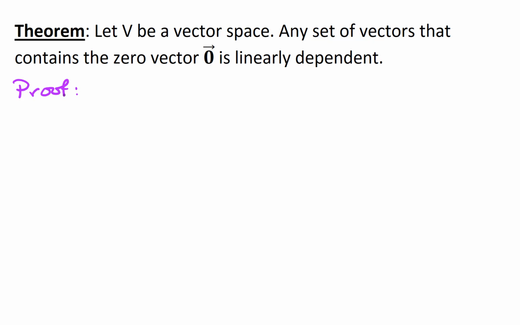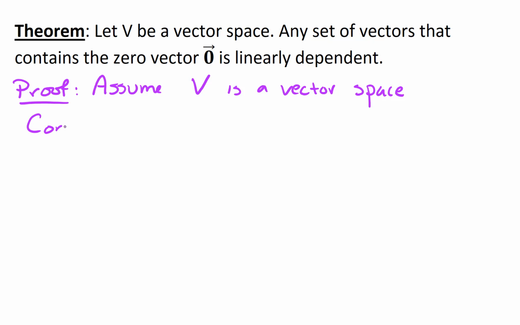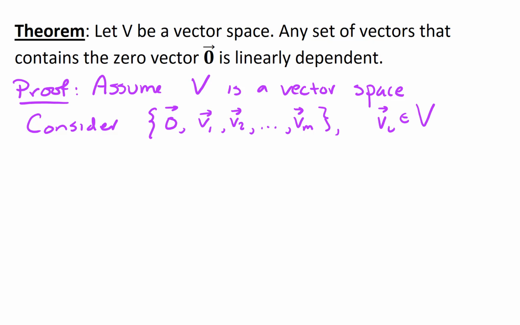So let's assume that capital V is a vector space. And let's pick some vectors coming from that vector space. So let's consider the set of vectors which contains the zero vector along with some vectors v1, v2, all the way up through v sub m. And we'll make a note that the v sub i's, those little vectors, come from our vector space. They are elements of capital V.